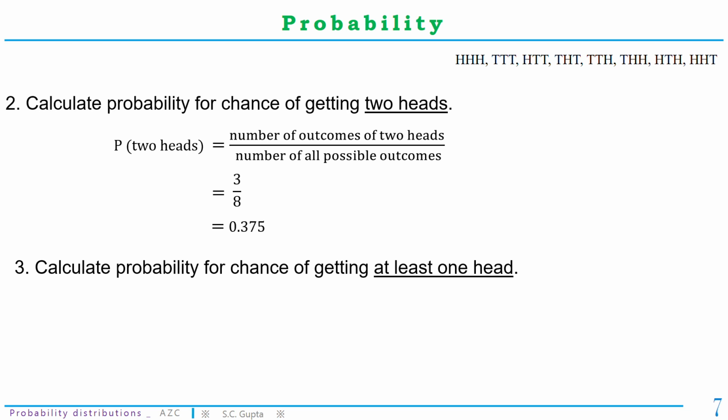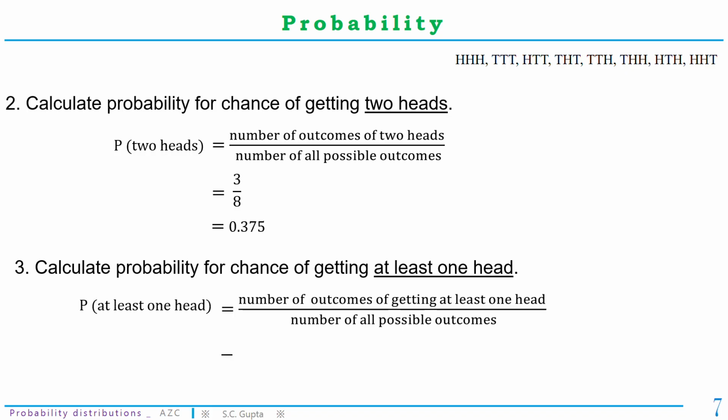Calculate probability for chance of getting at least 1 head. Probability of getting at least 1 head is number of outcomes of getting at least 1 head divided by number of all possible outcomes. Probability of getting at least 1 head is 0.875.